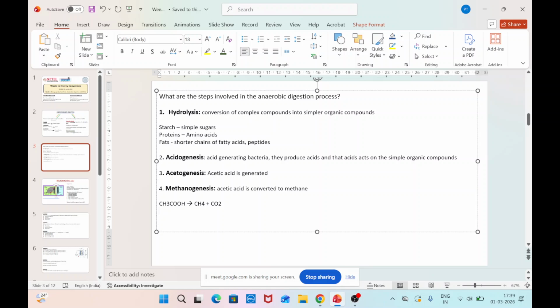So there are totally four steps involved in the anaerobic digestion process. One is hydrolysis, the second is acidogenesis, the third is acetogenesis, and the fourth is methanogenesis. So that's how you basically go through the biomass to biogas conversion process.